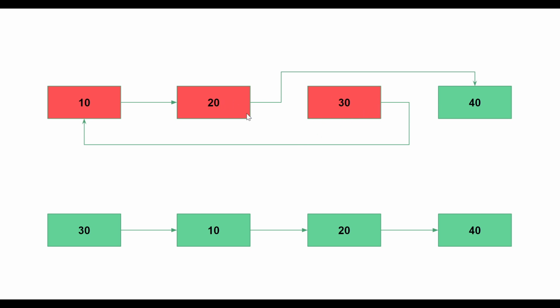To simplify this list, now 30 is the first node, and then 10, 20 and 40. So this is the final result. Between 20 and 40 there is no node. The node which existed in the old linked list there became the first node of the single linked list. So this was the graphical representation discussion. Now let's get started with the backend code.